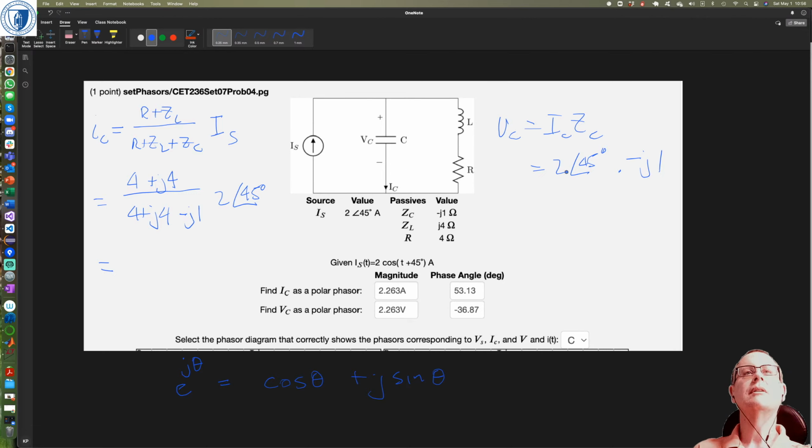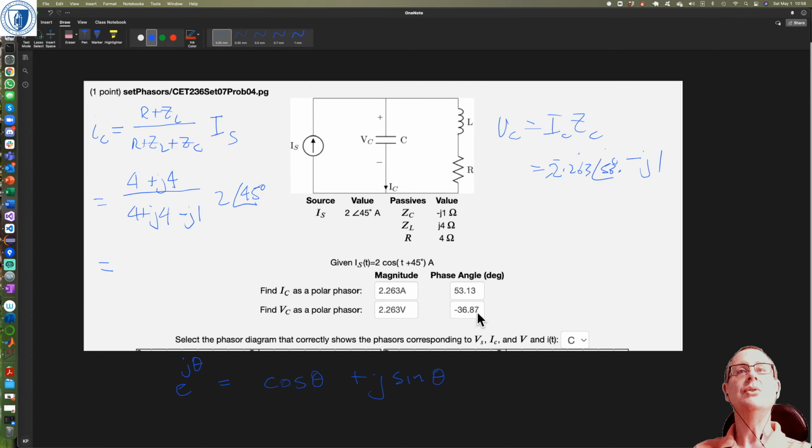Sorry, that's not IC. So we need this thing, 2.263 angle 53 times J1. It's going to be the same magnitude, but we're going to have to rotate by 90 degrees in the negative direction. That's effectively what this is.